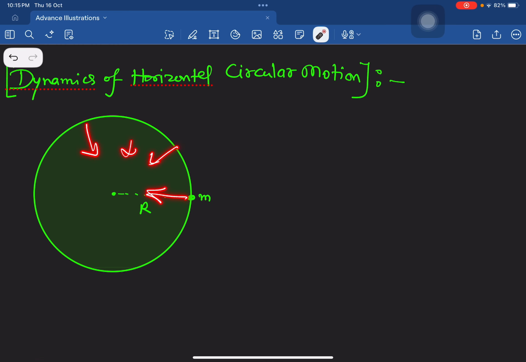It means that if it needs a centripetal acceleration towards the center, then for sure it should have some net force acting towards the center. Then only the particle can perform the circular motion. Otherwise it cannot perform the circular motion.